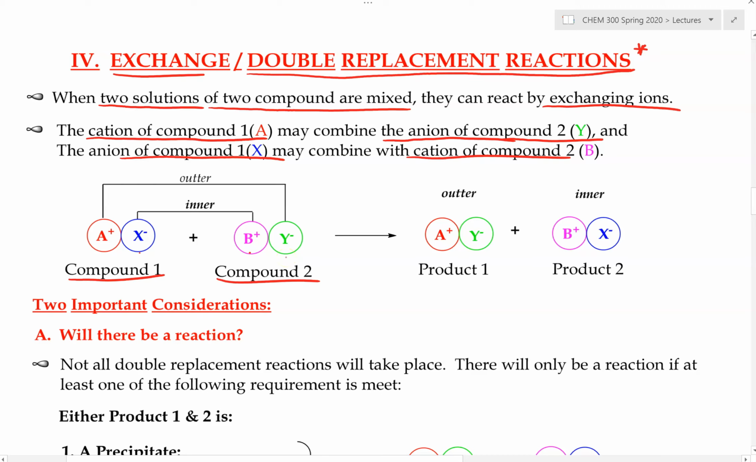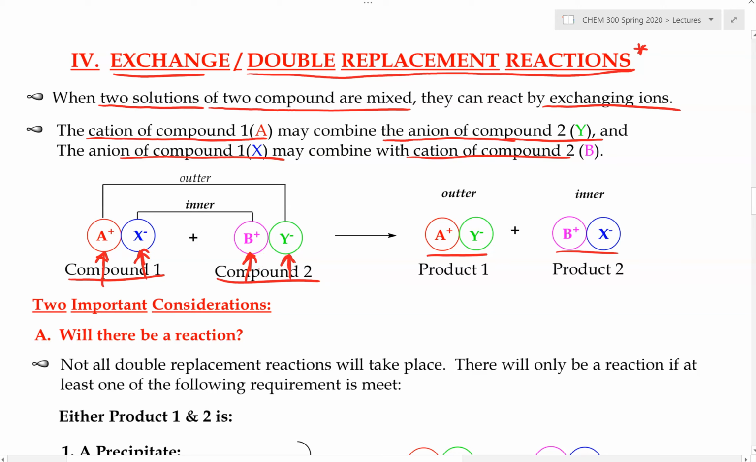And in the course of this reaction, the cation of the first compound is combined with the anion of the second compound. So A is now binding with Y to form the first product, product 1, AY. And now B, which is the cation from the second compound, is binding with X, which is the anion from the first compound. And that forms the product BX. So that's what happened. The cation of the first compound combined with the anion of the second compound, and the anion of the first compound combined with the cation of the second compound.